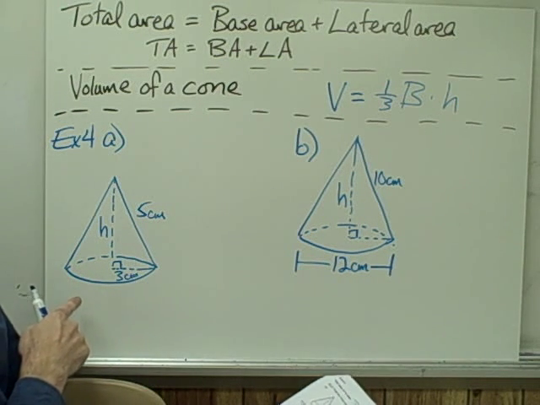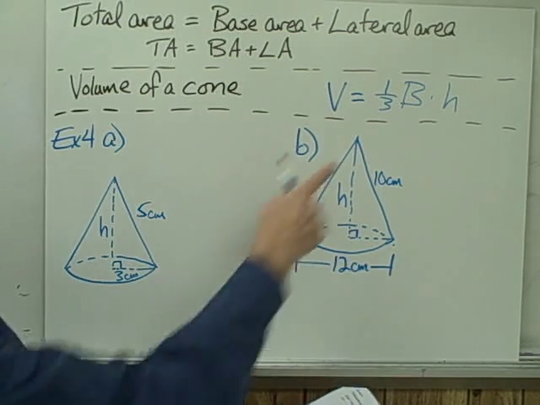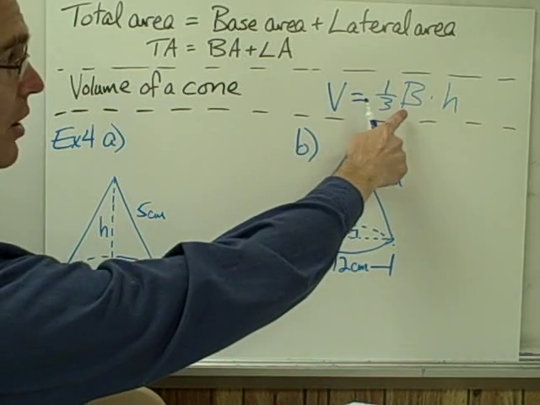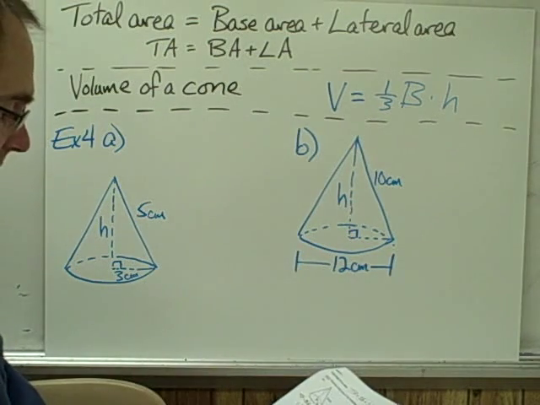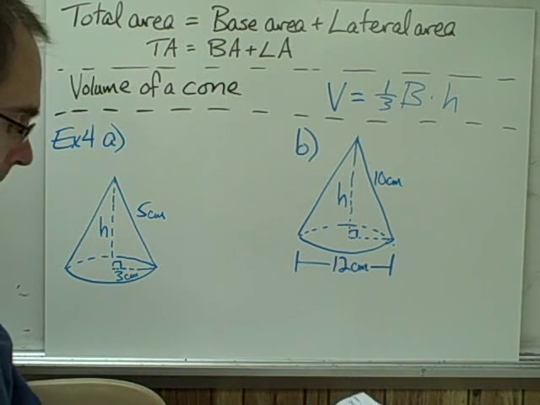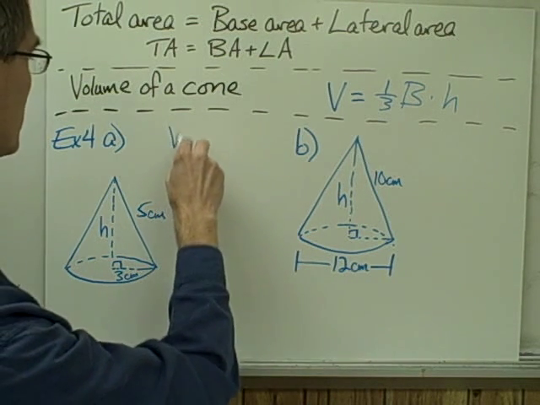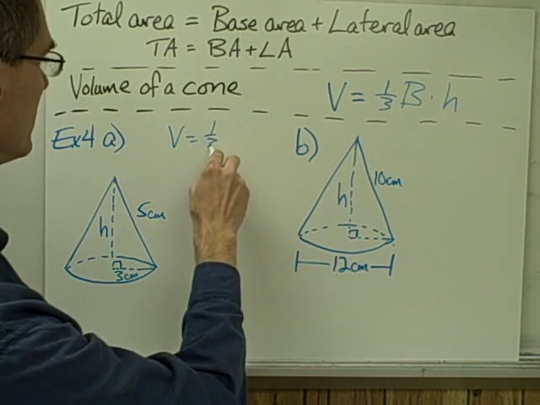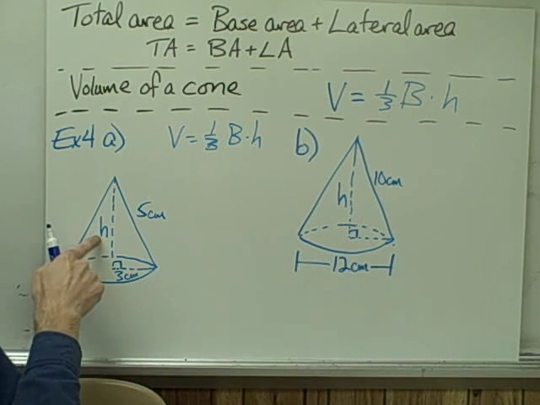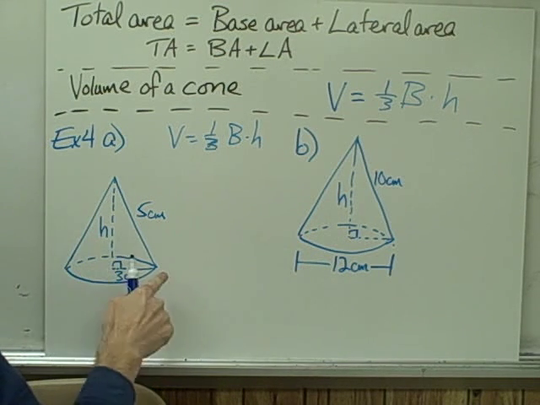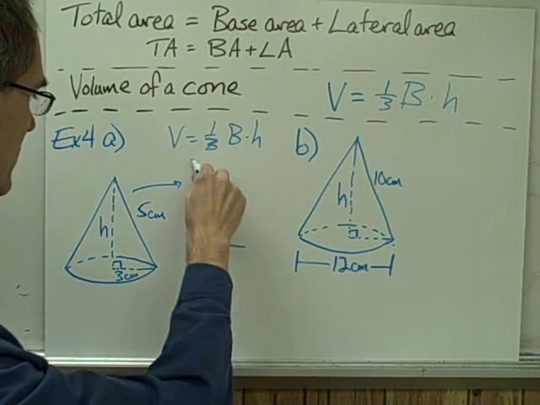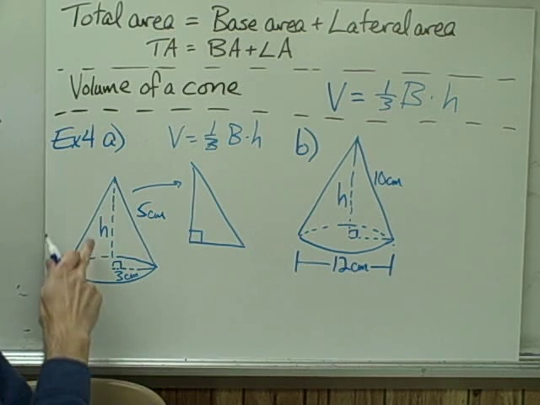We want to calculate the volume of this cone. I've got my formula, 1/3 area of the base times height. I also already know the area of my base because I calculated it back in a previous example. So all I need is the height of my cone. Well, I'm not given the height, so I'm going to have to break out this right triangle here and see if I can figure out what it is.